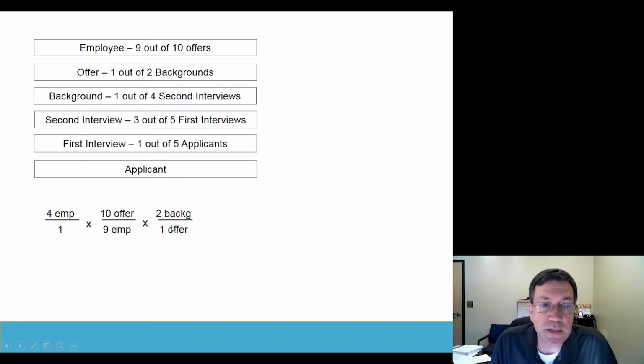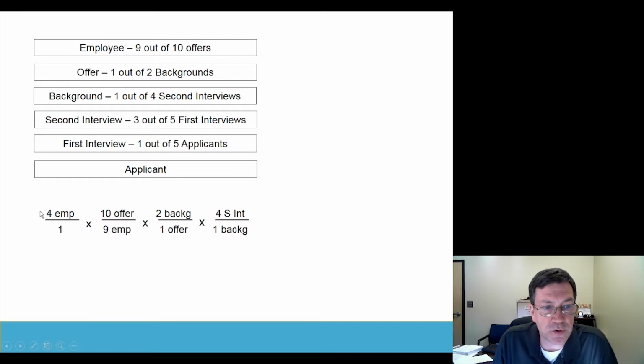So the next stage in our calculation is going to move backgrounds to the bottom, and we know that backgrounds relate to second interviews at a 1 to 4 relationship. So when we move the background to the bottom, we put second interviews on the top. It's an established 1 to 4 relationship.